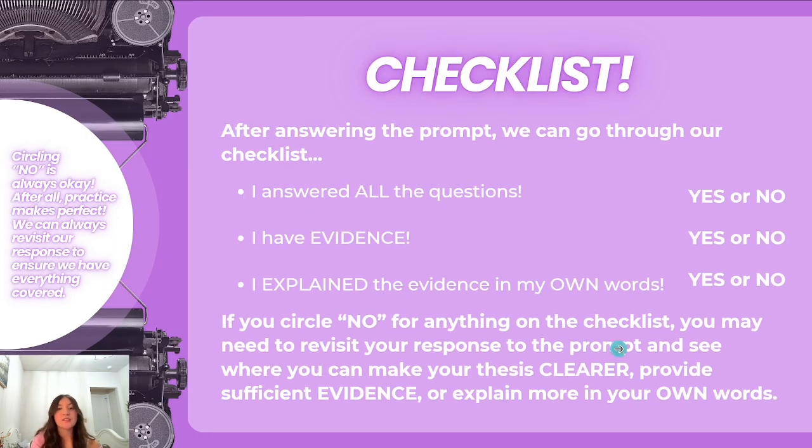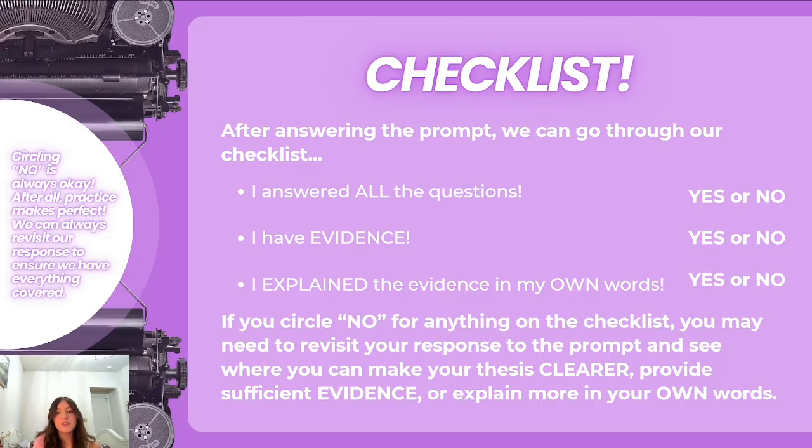We also have a checklist. So this is at the very end. After you've answered the prompt, we can go through this checklist to make sure that we have everything. So the first part of the checklist is I answered all the questions. The second is I have evidence, and the third is I explain the evidence in my own words.